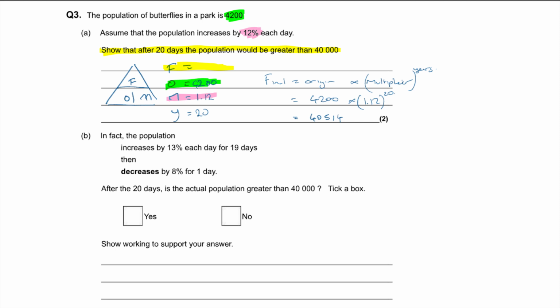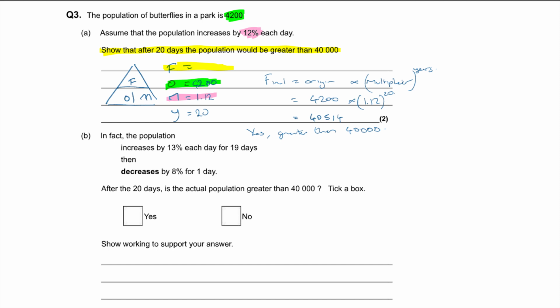Yeah, so 40,514. So yes, again, that is greater than 40,000. Okay. And then it says, in fact, the population increases by 13% each day for 19 days, then decreases by 8% for 1 day. After the 20 days, is the actual population greater than 40,000? Tick a box. Show working to support your answer.